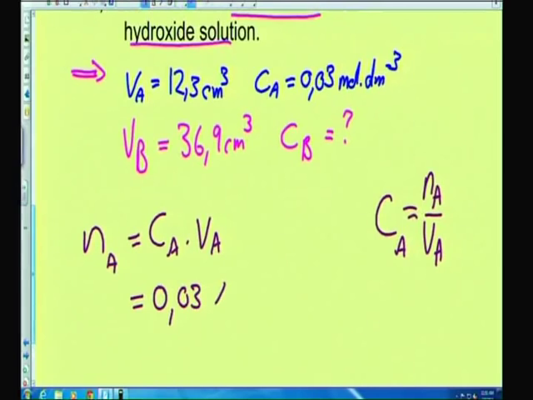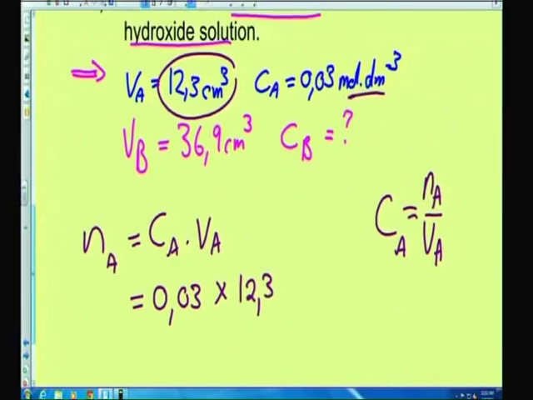So where am I? 0,03 multiplied, notice this was moles per decimeter cubed. I've been given centimeters cubed here. Now, please don't make a mistake. We can't work in centimeters cubed. We've got to change it to the SI unit for volume for this particular calculation, working out the number of moles of acid. So we've got to change it to decimeters cubed. How do we change from centimeters cubed to decimeters cubed? Centimeters cubed is like your milliliters, and decimeters cubed is like your liters. So you shouldn't get confused.